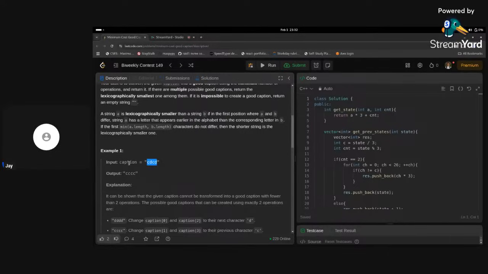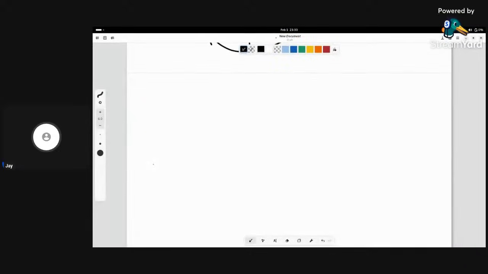So let's look at this test case. CDC. So not A. This is problem D. So we are looking at the fourth problem.